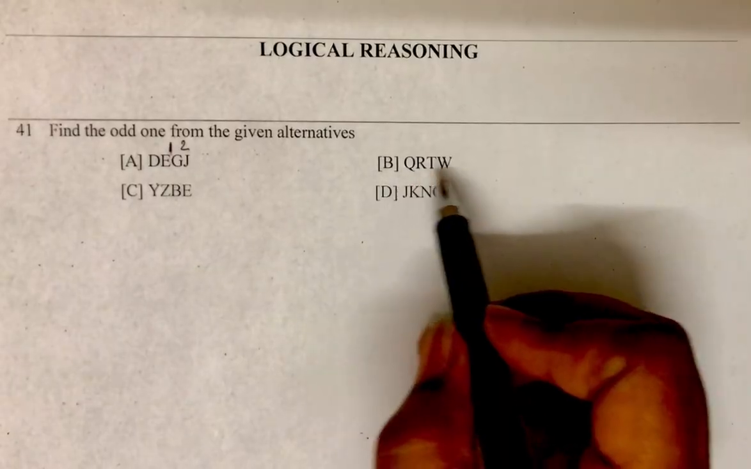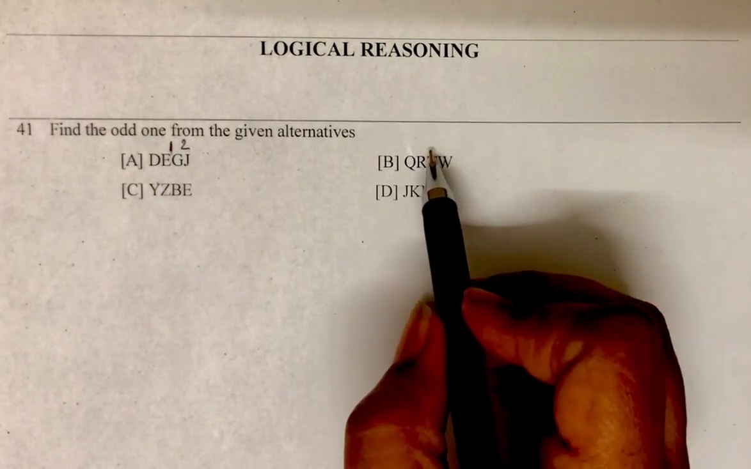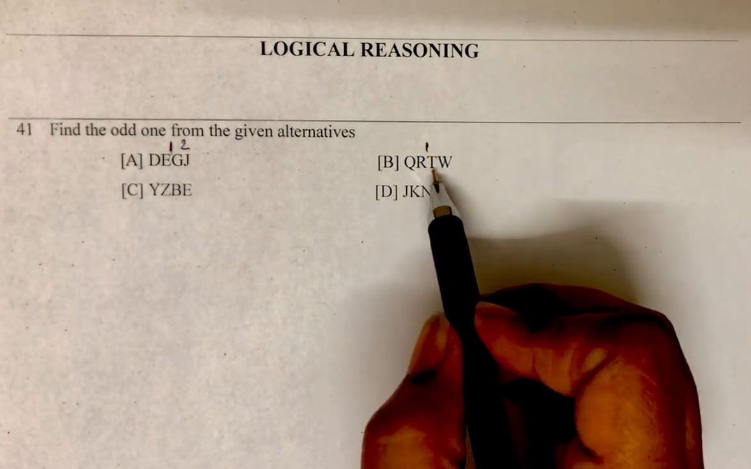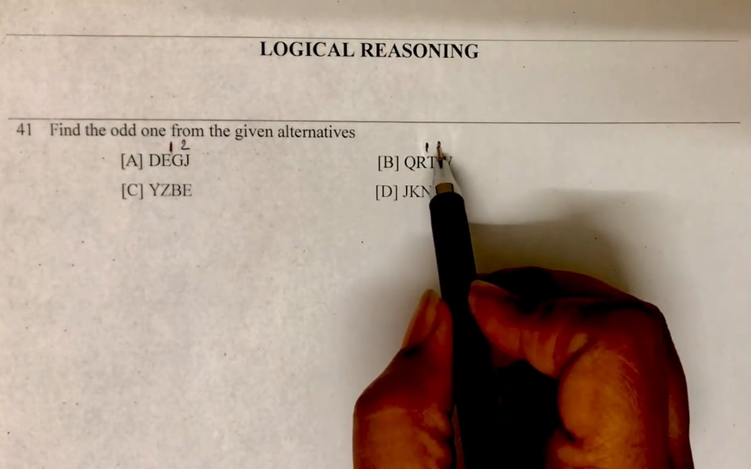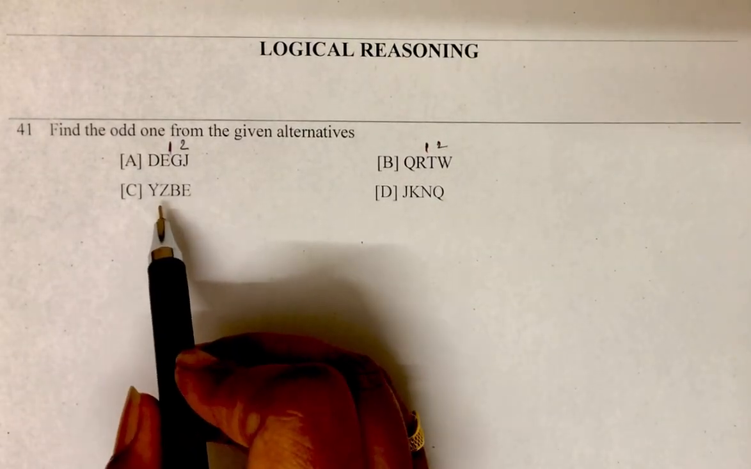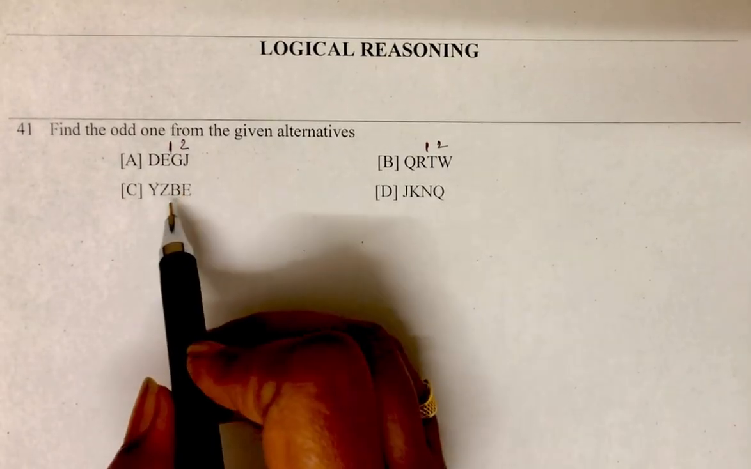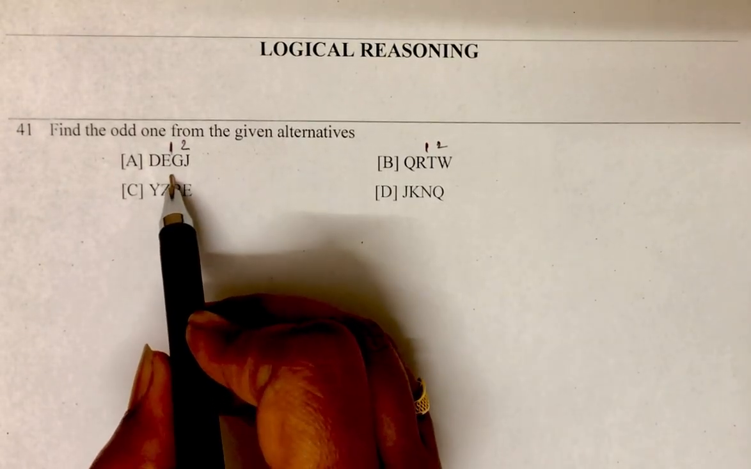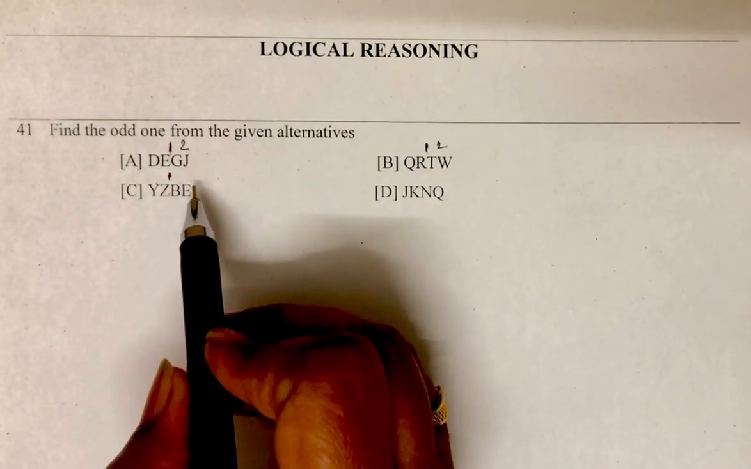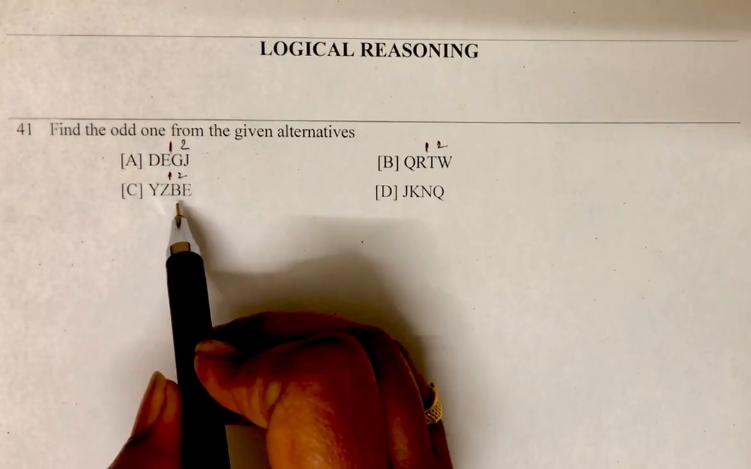Now look at option B. After Q comes R, then S is left out. Then after T, U, V. So this option is correct. Then look at option C. After Y, Z comes. Then we leave A, that is one alphabet, and we get B. And after B, we leave C and D, 2 alphabets, and we get E. So this is also correct.